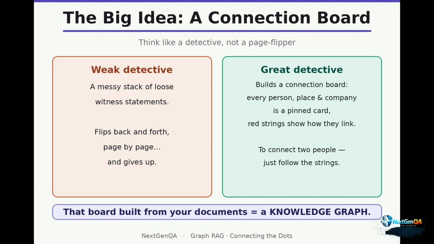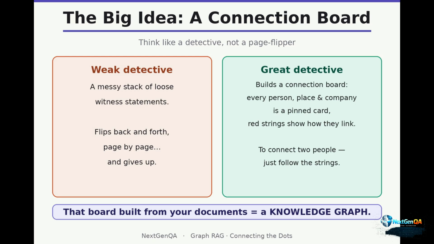Picture a detective solving a big case. A weak detective has a messy stack of witness statements, loose pages. To find how suspects are linked, he flips back and forth, page by page, and usually gives up. That is Basic RAG. A great detective does something different.